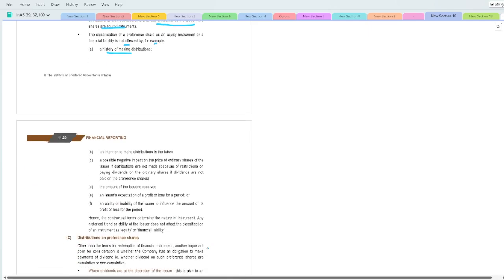ठीक है। Hence the contractual term determines the nature of the instrument. Any historical trend or the ability of the issuer does not affect the classification of an instrument as equity or financial liability.